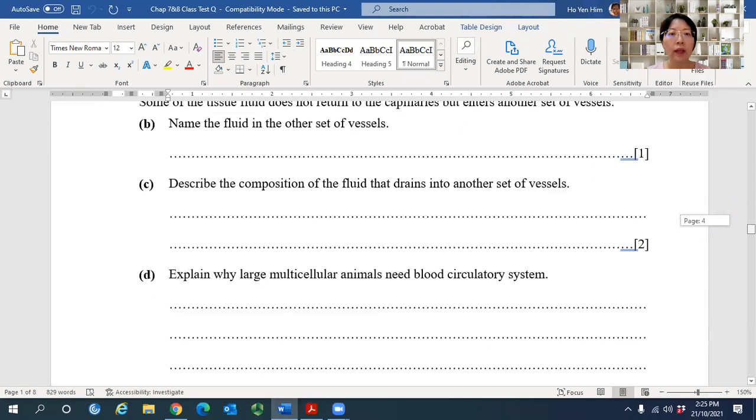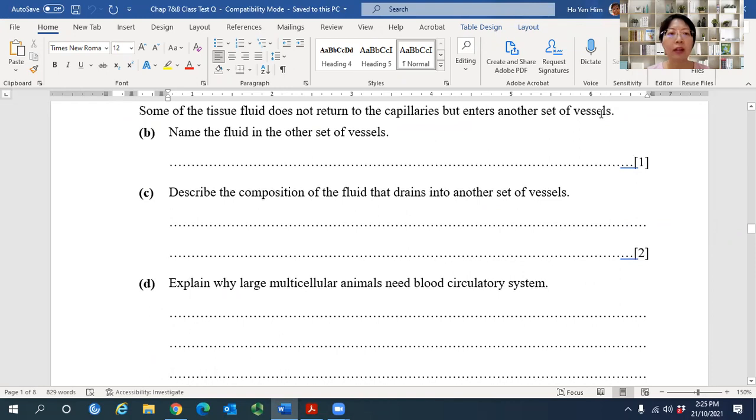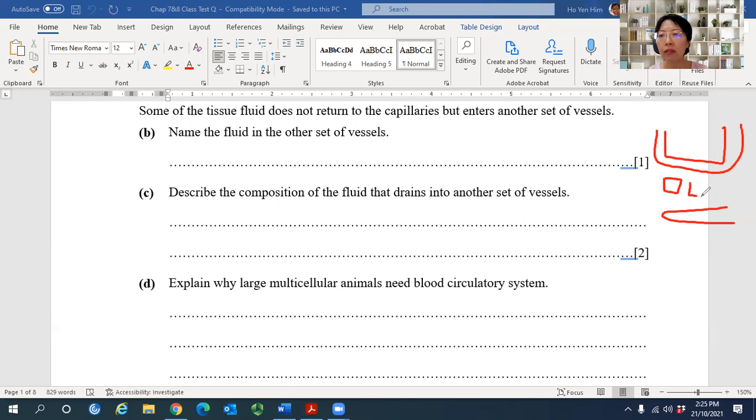Some of the tissue fluid does not return to the capillaries, but enters another set of vessels. So name the fluid in another set of vessels. The other set of vessels is actually blind-ended. You have a capillary flowing here, with an arterial end and a venous end. Then you have your tissue here with all the cells.